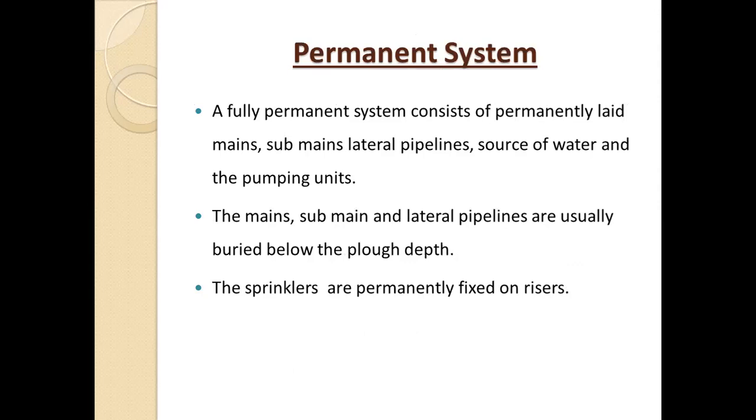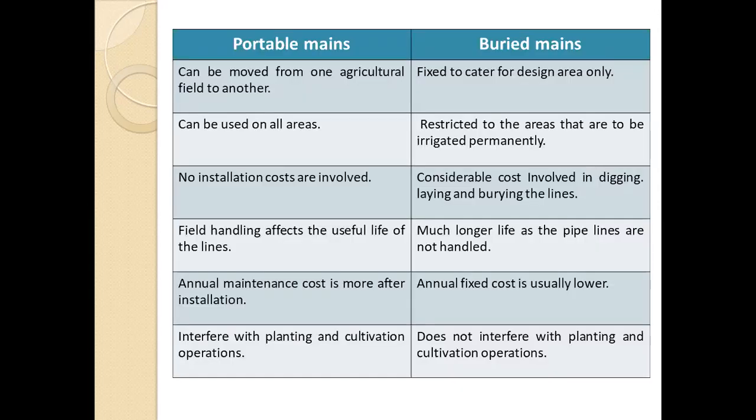The next system is the permanent system. It mainly consists of permanently laid mains, sub-mains, lateral pipes, source of water and pumping units. The main, sub-main and lateral pipes are usually buried below the plough depth, so that the sprinklers are permanently fixed on risers.